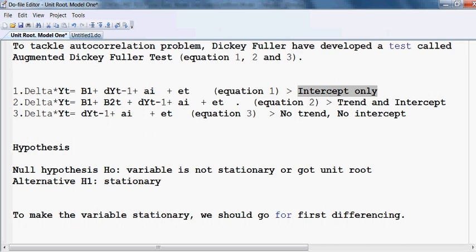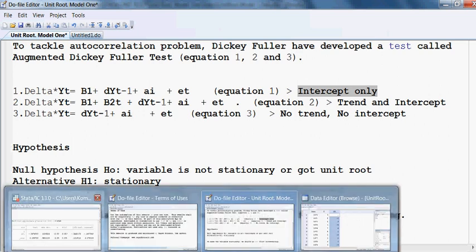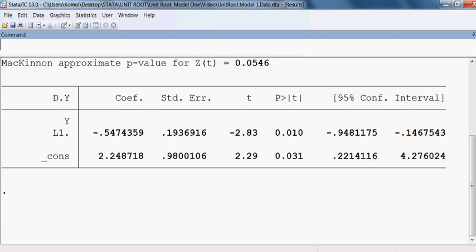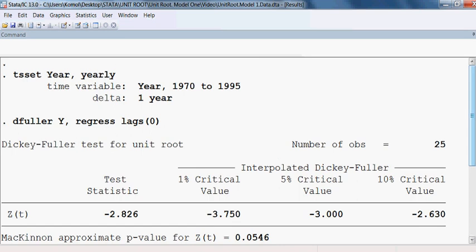So the outcome is coming up. I think the outcome has come already. Here is the outcome, you can see. And you see the lag is 0, and this is our outcome, with data from 1970 to 1995.